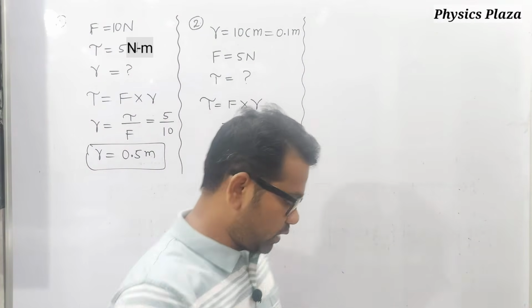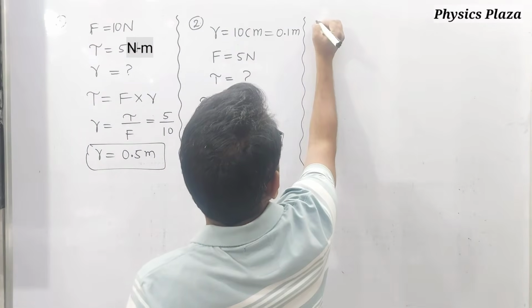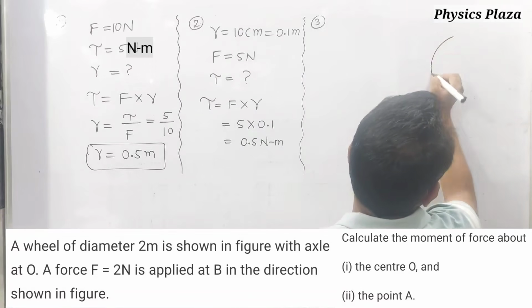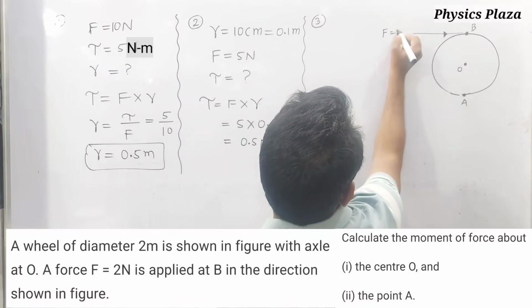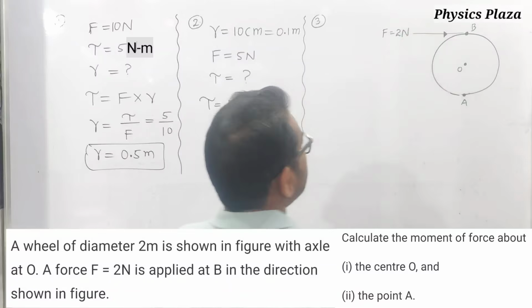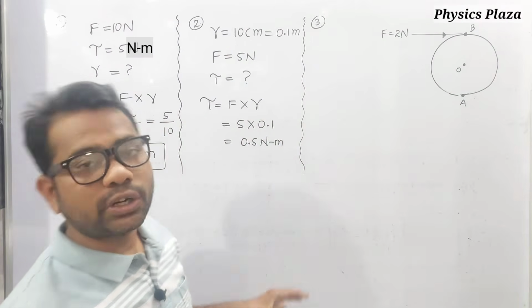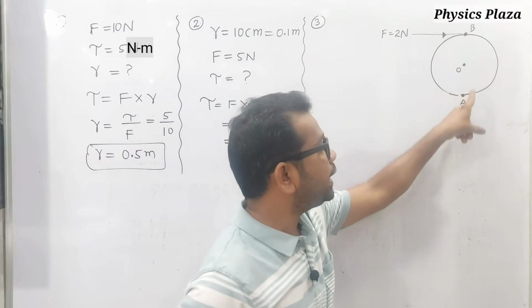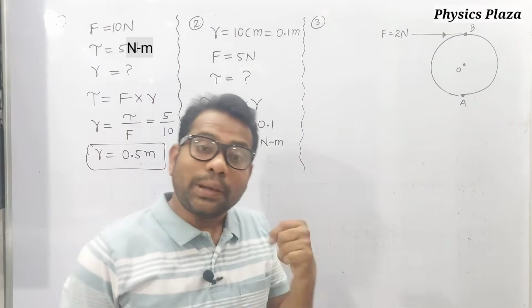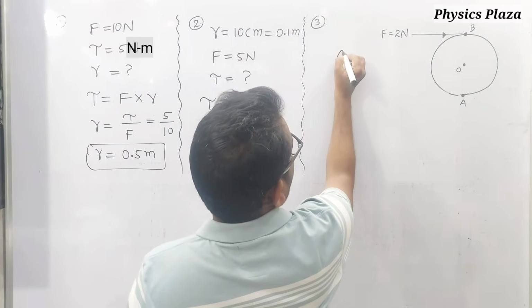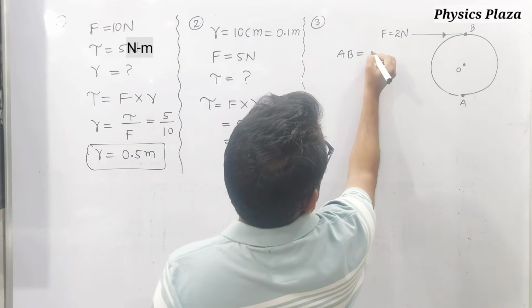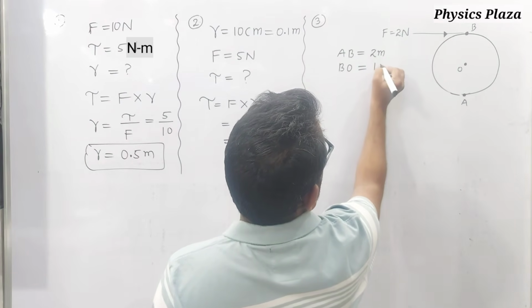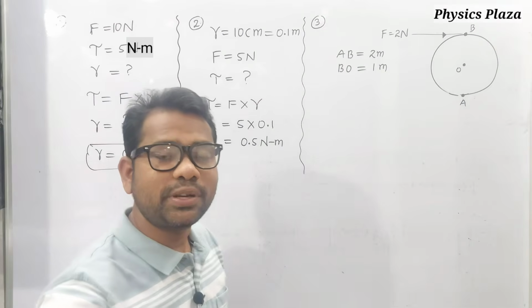Is that clear? Fine. Now, let us see the third numerical, children. In the third numerical, it is given, let me draw here. So here force is given as 2 Newton. Children, you should be a bit careful here. It is actually a given picture in the numerical. Now, children, they are asking us to calculate the moment of force about O and about A. Here, the important thing is that the diameter is given. Children, try to understand here. AB is given. AB is equal to how much? 2 meter is given. Then what is the value of BO, children? BO is going to be the radius, that is half of the diameter.